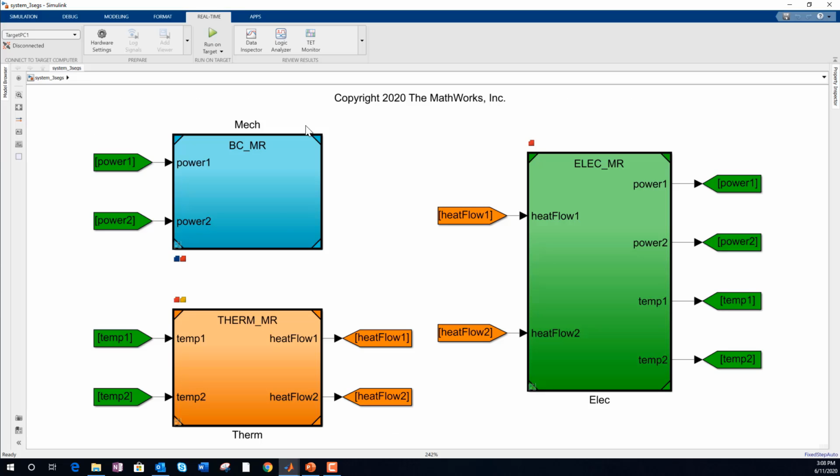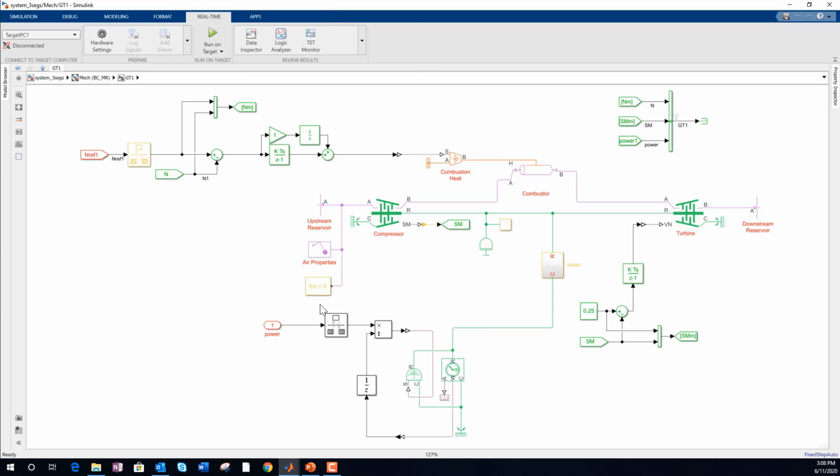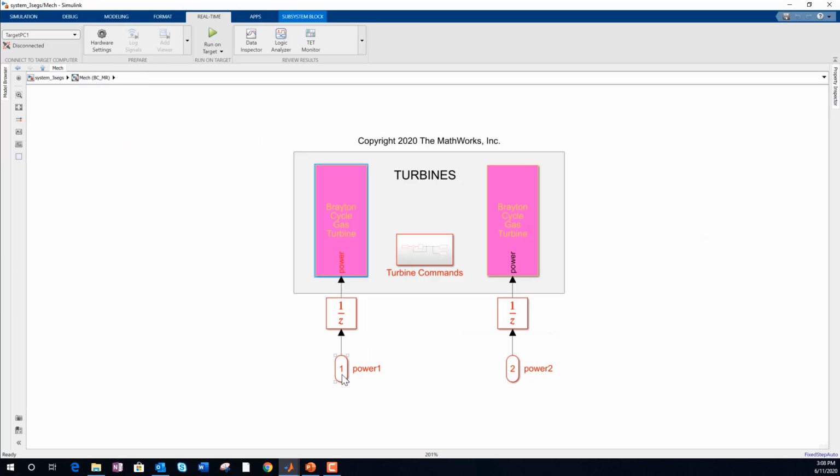Okay, here's the model. So 3 separate models are connected at the top level through model reference. I'll just double click on the mechanical. So we have the 2 Brayton cycle gas turbines. Just double click in here to show you. So we've got the Brayton cycles here, and we have a power input. The 1/Z is needed as an algebraic loop break.